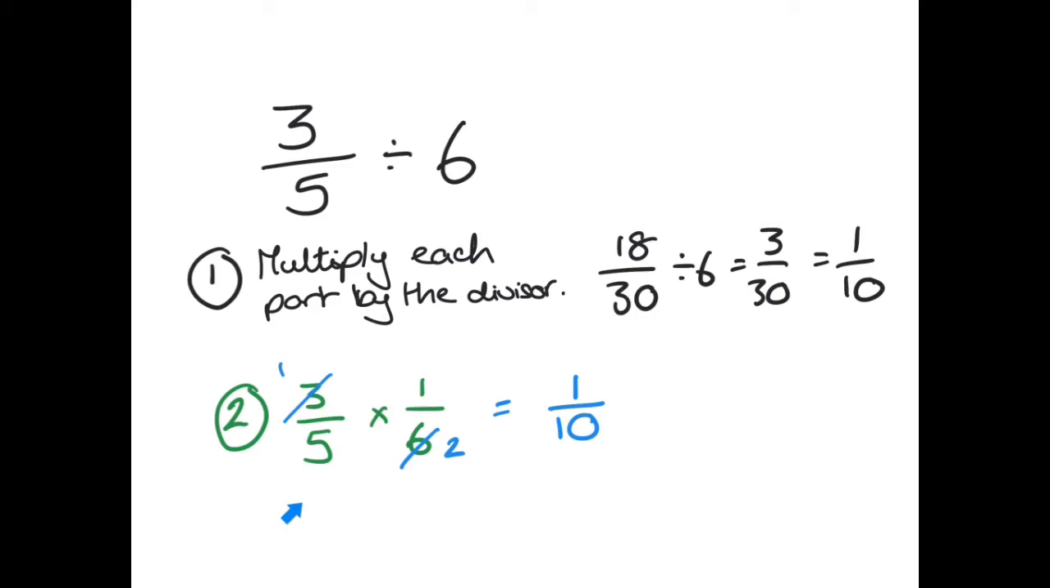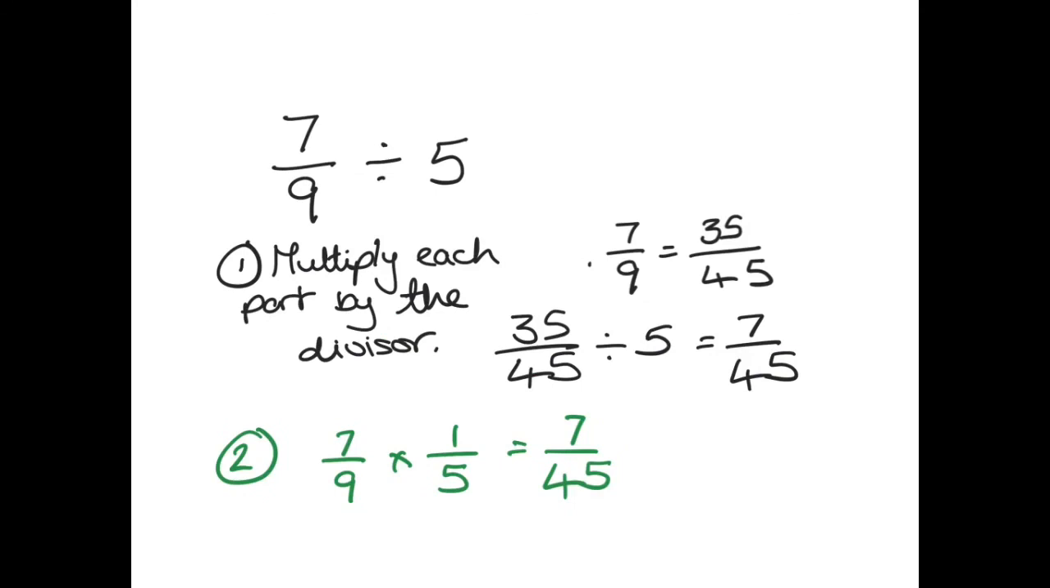Method 2, dividing by 6 is equivalent to finding 1/6. Cancel down the 3 and the 6. So 3 divided by 3 is 1, 6 divided by 3 is 2, 1 multiplied by 1 is 1, 5 multiplied by 2 is 10. Answer already in its simplest terms.